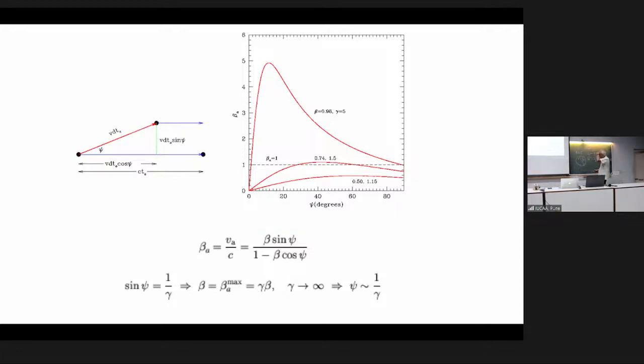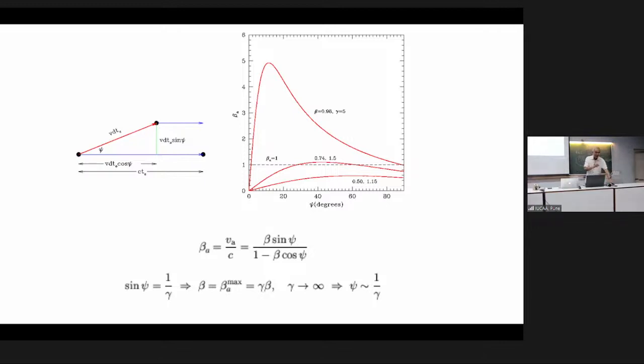Right? But if psi is small, then sine psi can be shown to be equal to 1 upon gamma, where gamma is the Lorentz factor. And then the maximum beta a that you can get out of this is equal to gamma beta. So this can be very large, because gamma can be easily 5 or 10, the Lorentz factor. And so you can get 5, 10 times.